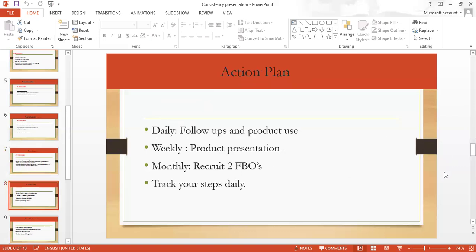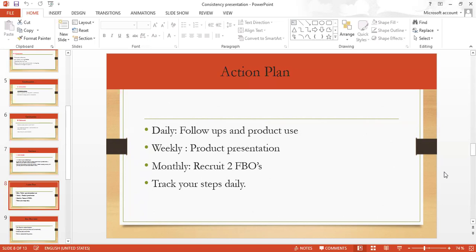We need to have our action plan. This we cannot emphasize enough. Every day, daily, we need to follow up. We need to use our own products. Weekly, we need to do presentations or attend presentations. Like I said, we want to build up our confidence and our knowledge. So we need to be present when there's trainings, when there's events, we need to be there.